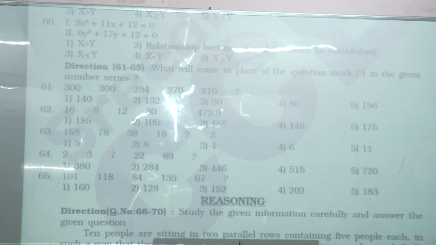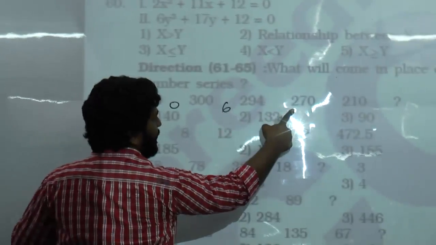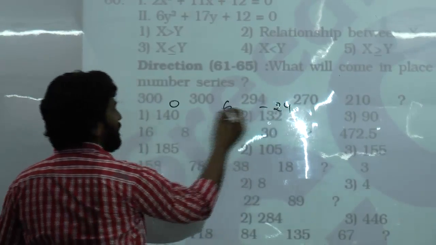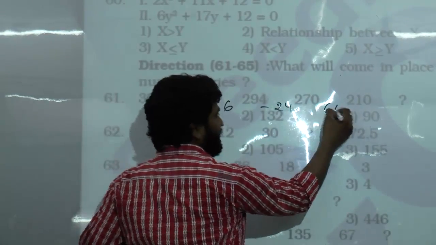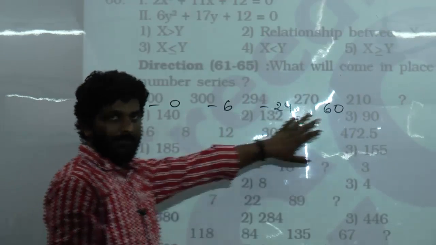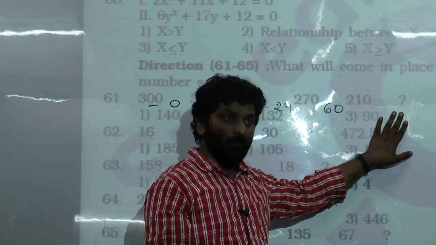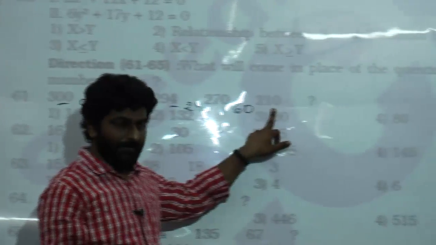Anyone, any particular question? Fine. Go for differences: 0, 6, 24, 60. 1 cube minus 1, 2 cube minus 2, 3 cube minus 3, 4 cube minus 4, 5 cube minus 5, 125 minus 5, 120. Subtract 120 from this, 90 is the answer.